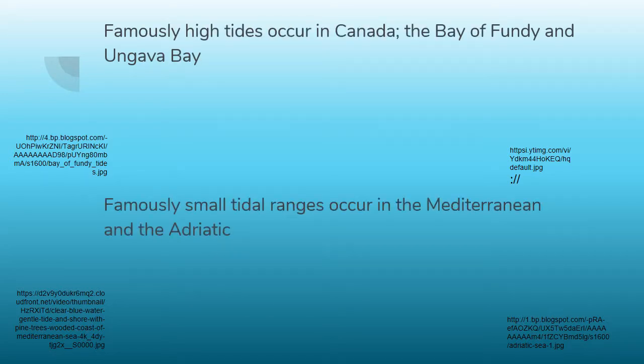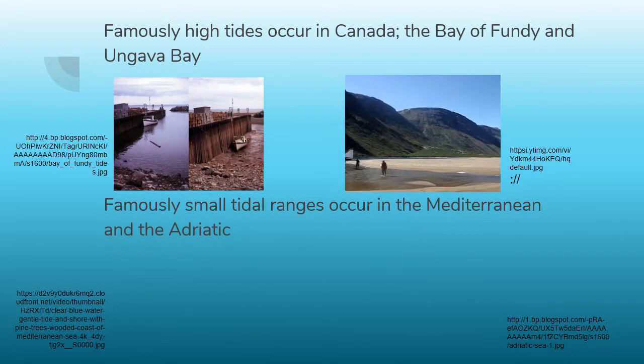Also, to discuss some of the famously high tidal ranges and the famously small tidal ranges that we see, the two famously high tidal ranges both occur in Canada, one being on the left, which is the Bay of Fundy, and as you can see, the tide is so low at low tide that the boat is hitting the substrate. On the right is Ungava Bay, where you can see a lot of exposed sand and people walking on an area that's usually covered in water.